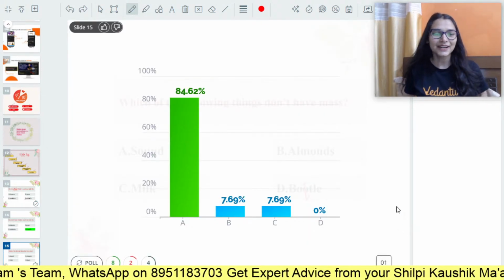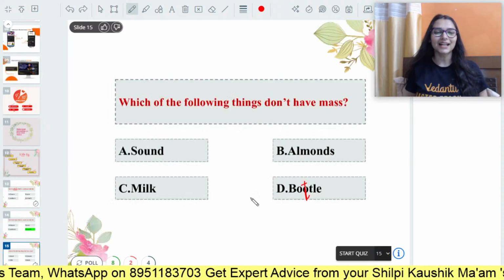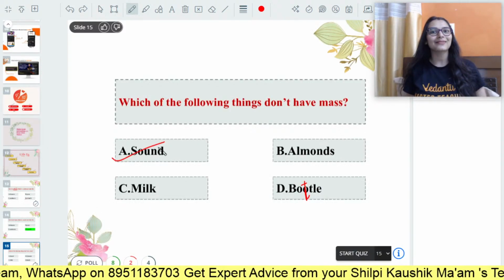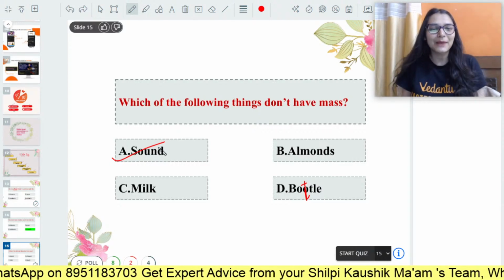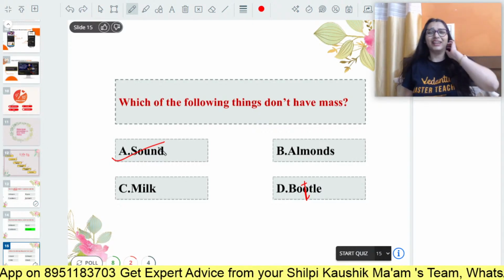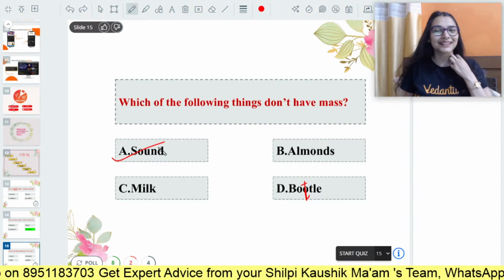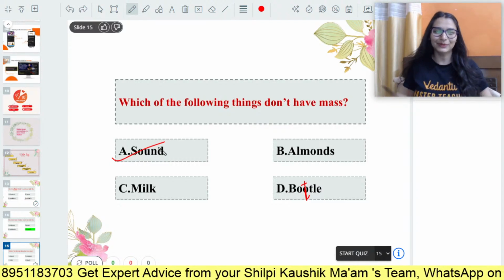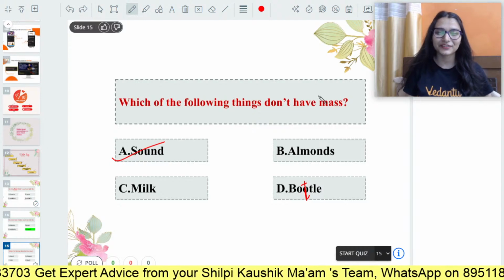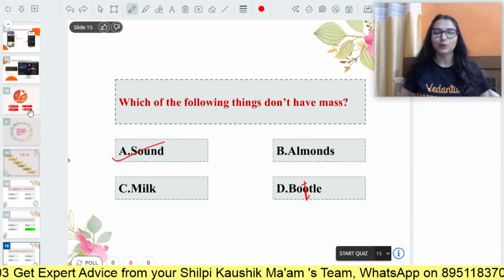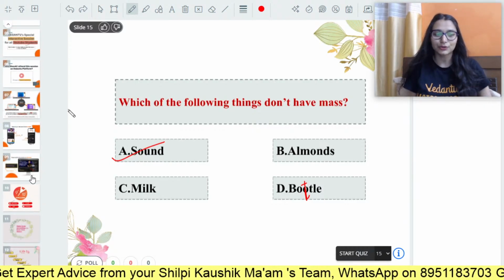So we will see that. Option A is the right answer. Sound doesn't have any mass. If Shilpi ma'am is speaking, can you weigh that? You are speaking 10 kgs? So please ma'am, speak a little less, you are being very loud. So we don't use mass for sound, of course. Almonds, milk in a bottle is something we can weigh easily.